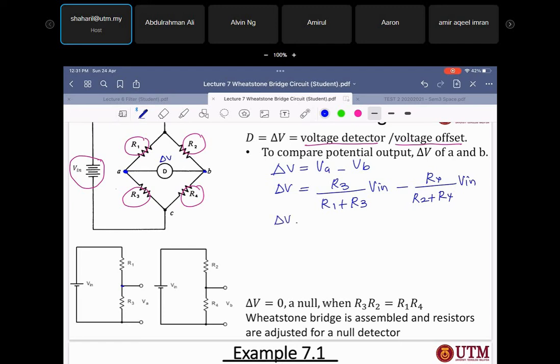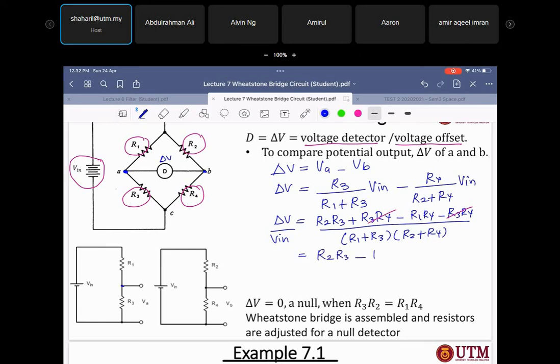Alright, and then you try to simplify it. So you get R2 R3 plus R3 R4, minus R1 R4 minus R3 R4, divided by R1 plus R3 times R2 plus R4. So this one we can put in here. And then you can cancel out this term. So now it becomes R2 R3 minus R1 R4, divided by R1 plus R3 times R2 plus R4. This is delta V over Vin.